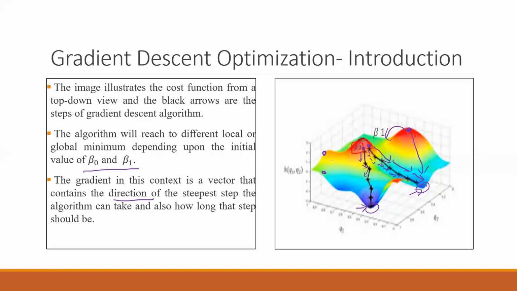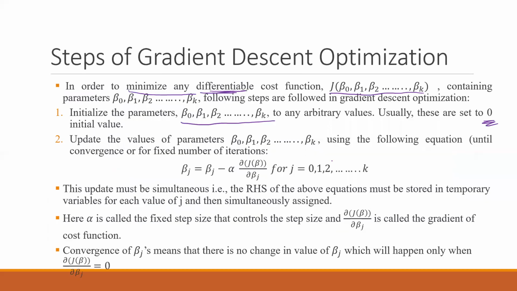So you have to arbitrarily start from some place. That's why we have to give some value at the initial point, and then update the values of parameters. We have to update it using this function, beta j equal to beta j minus alpha into delta J(beta) upon delta beta j. So what does this mean?